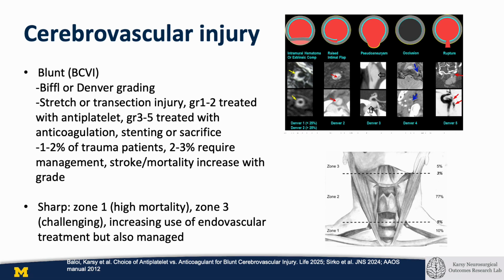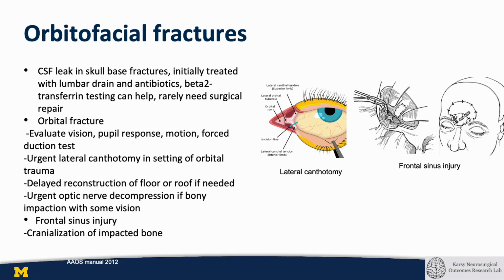Sharp injuries of the neck typically are evaluated based on a zone grading system, with zones 1 and 3 being very difficult to manage and higher risk due to access and other neurovascular structures. These are increasingly evaluated with CTA imaging, and a lot of endovascular treatments are used for the treatment of this right now. But open surgery is still important, and the neurosurgeon can be called on to assist with the management of this from time to time.